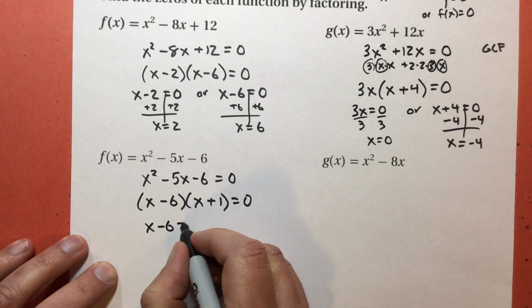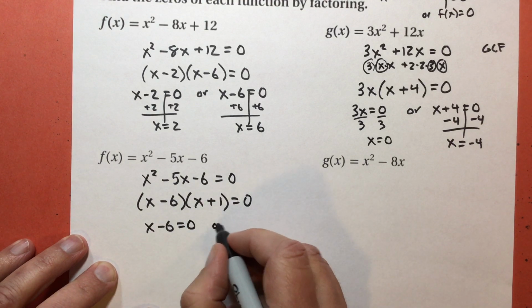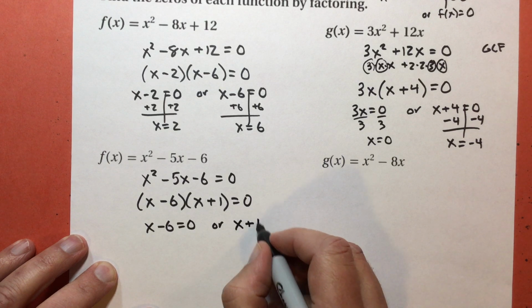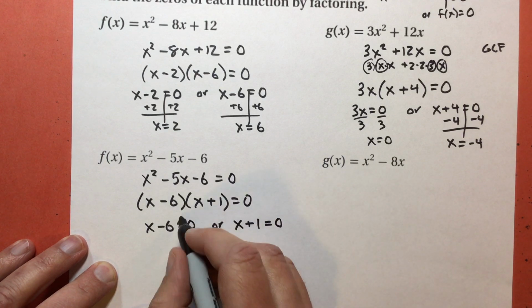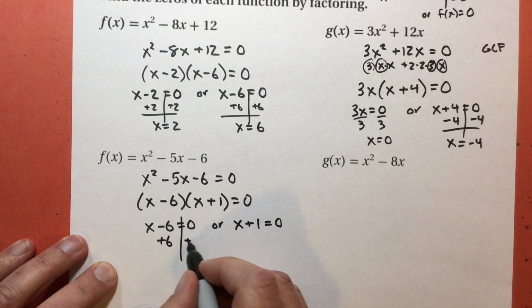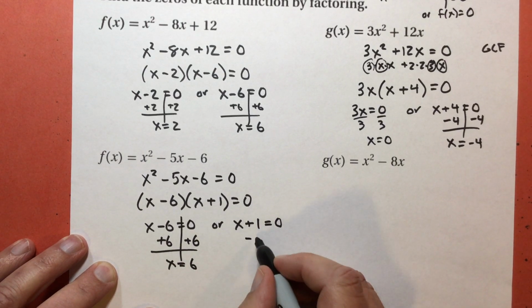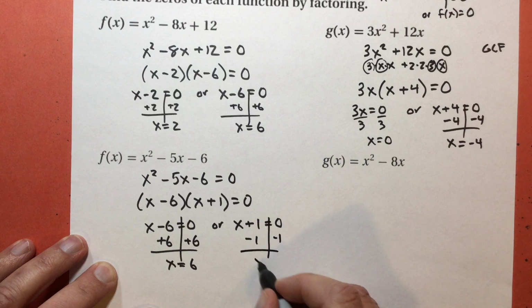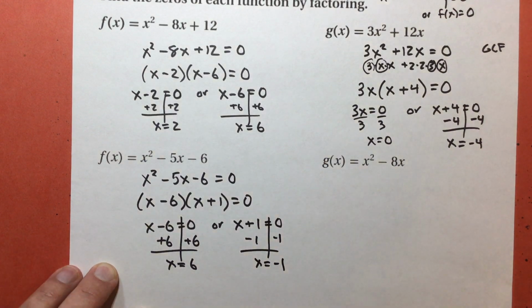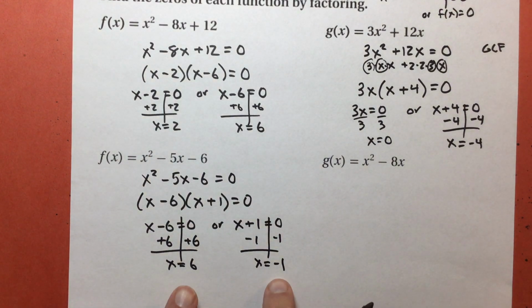So I know x subtract 6 could equal 0, or whatever x is plus 1 could equal 0. Do a little bit of pre-algebra here, and I get x equals 6, or I get x equals negative 1. And you can check both of those in the original function to see if you get a 0.